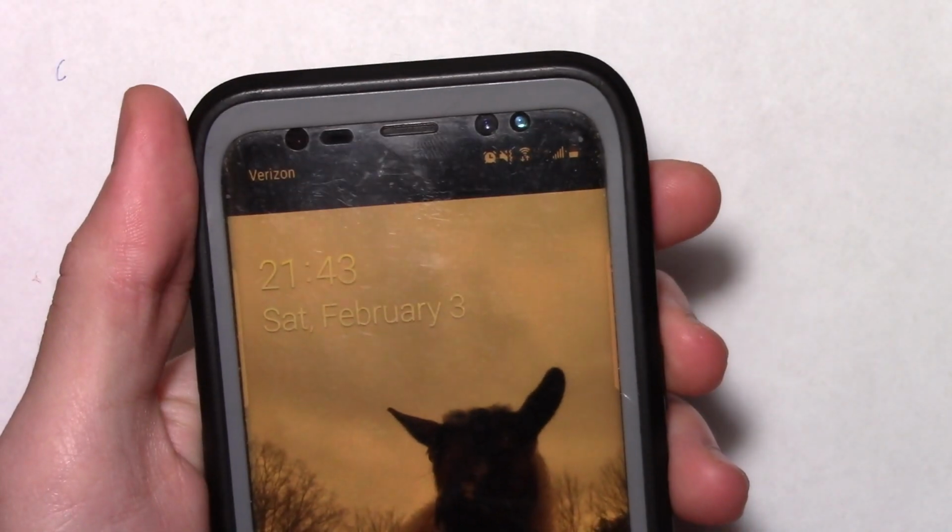Alright, it's almost 10. I have to make a video. First, this camera's been having some trouble focusing. Focus here, camera.